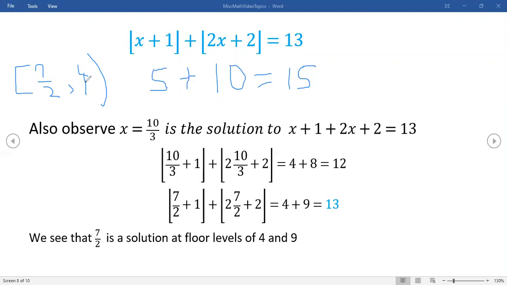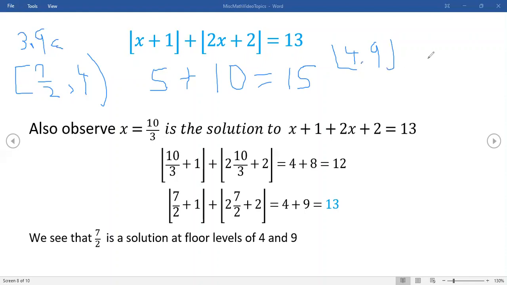Okay, anything less than 4. I'm trying to think of a nice number, and you guys can verify that if you want. What's a nice number that would go into there that's less than 4? 3.9. Okay, let's try 3.9 here. 3.9 is definitely a member of this set, right? So if you put 3.9 in here, you get the floor of 4.9, right? Get the floor of 4.9.